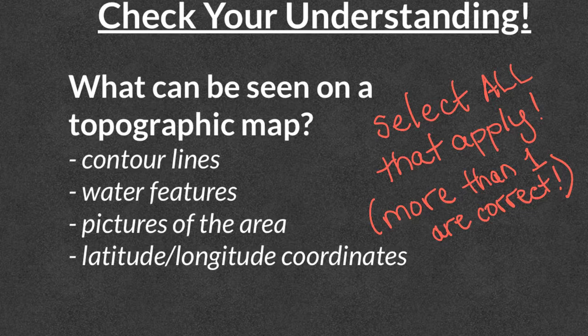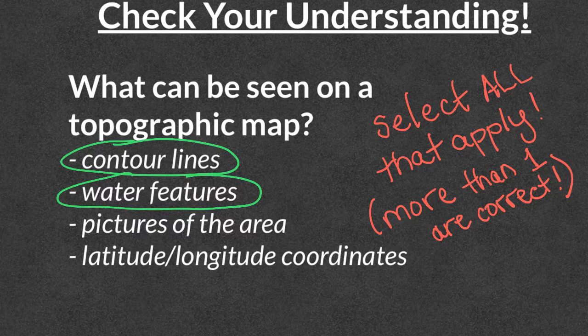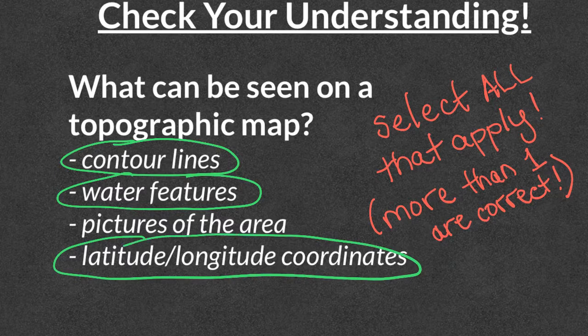Okay, hopefully you got that right. It should have been contour lines. Remember, those were the brown squiggly lines. Water features, which is anything that's blue on the map, like the rivers and the lakes. And latitude and longitude coordinates. Those were the numbers that were in the corners. You'd never see actual pictures on a topographic map.